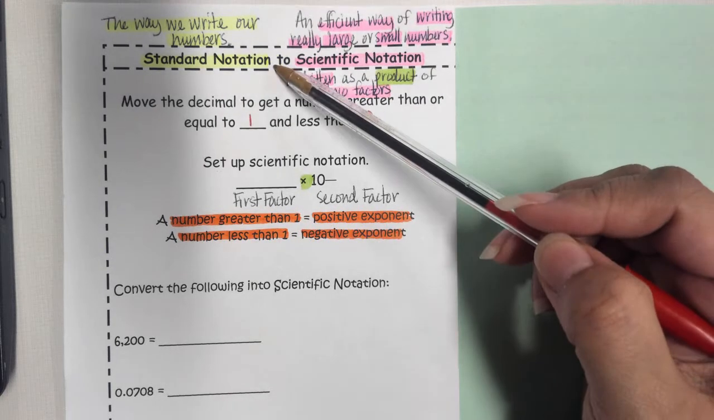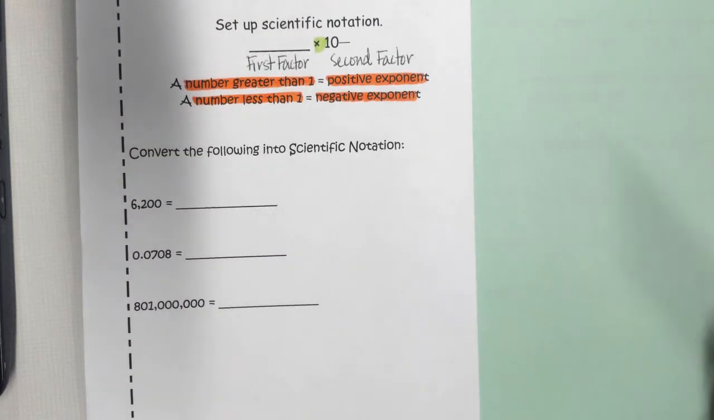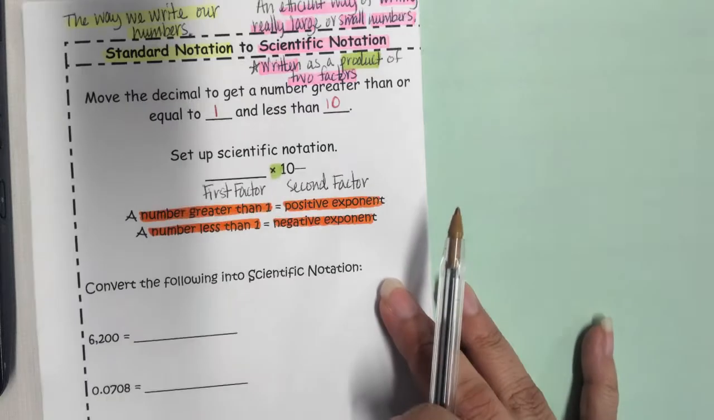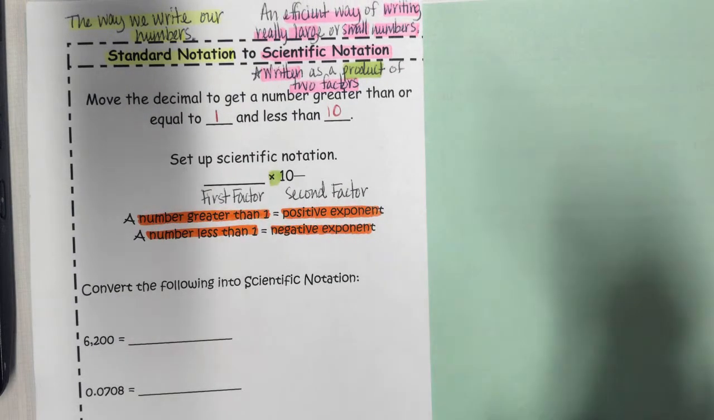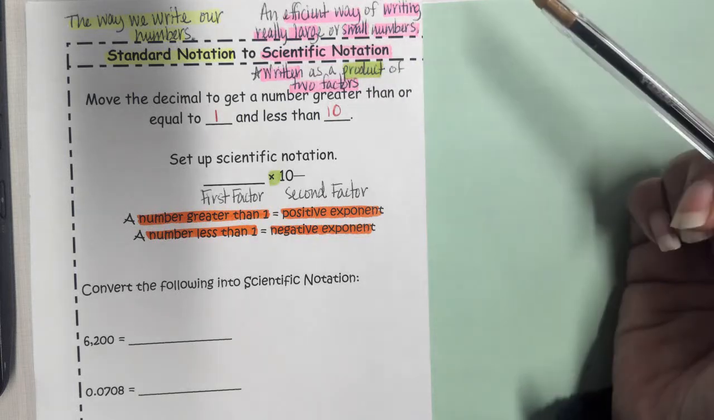To begin with, standard notation is the way we write our numbers. So the three examples below, these are all examples of standard notation. Scientific notation is an efficient way of writing really large or small numbers.